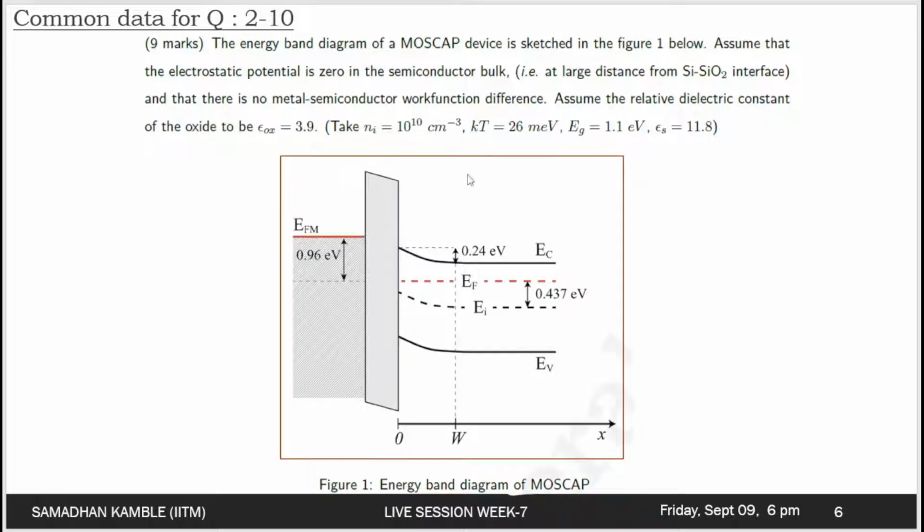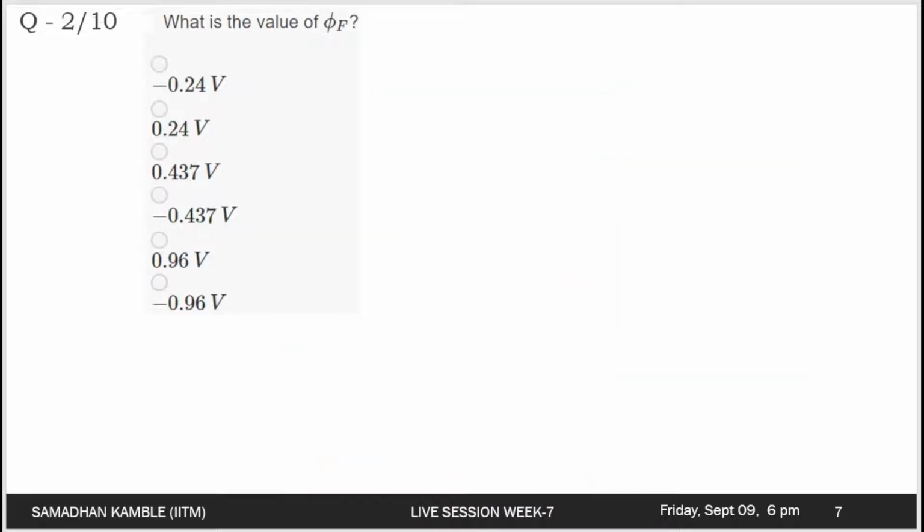Okay, so based on this data and based on this particular energy band diagram, we need to answer the following questions. So let us directly go to the questions. The first question is: what is the value of phi f or phi fp? I think these are very simple questions. I expect answers from you guys. So please pitch in and just tell me.